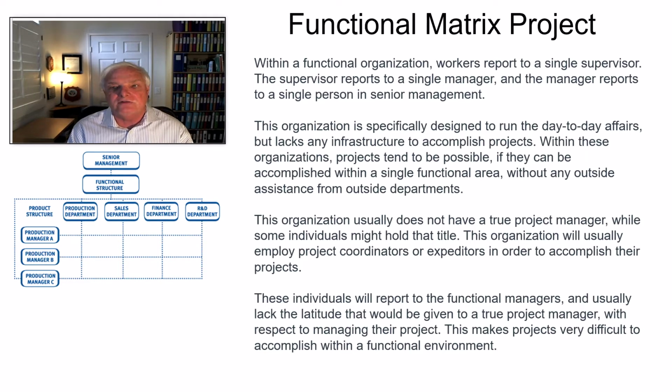Let's talk about that functional matrix project now. Within a functional organization, workers report to a single supervisor. That supervisor could be a project manager, it could be a functional manager. The supervisor reports to the single manager and to the single person in senior management. So there's a clear line of authority. You can see how that authority isn't blended off into multiple people. He or she, the person working in this environment, should have a clear understanding of who is delegating the type of tasks they need to do to them.